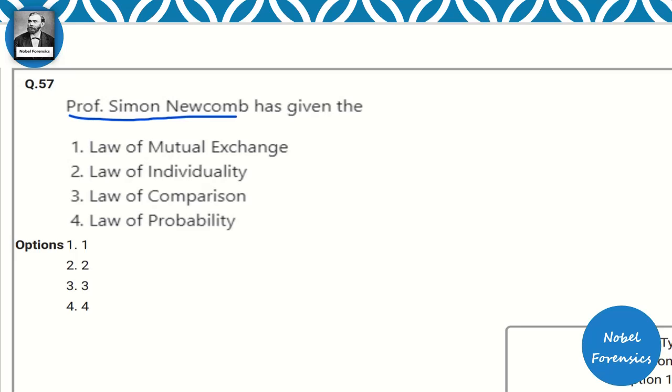This is somewhat related to the law of probability, and that rule, the Professor Simon Newcomb rule, is: the probability of concurrence of all events is equal to the continued product of the probability of each event. I am reading again: the probability of concurrence of all events is equal to the continued product of the probability of each event. This is the Professor Simon Newcomb theory or law. It is the law of probability. And this is also a previous question, in fact from 2018. Option 4 is correct for this question.